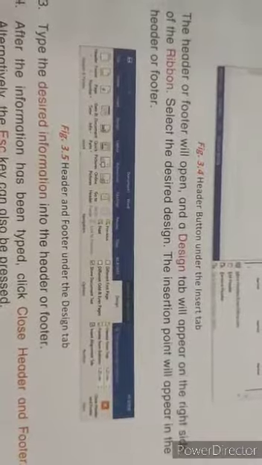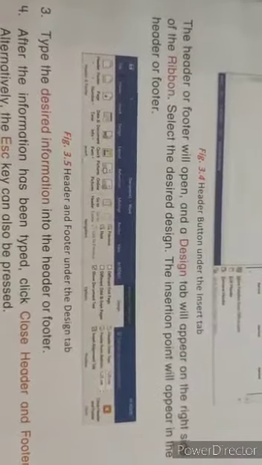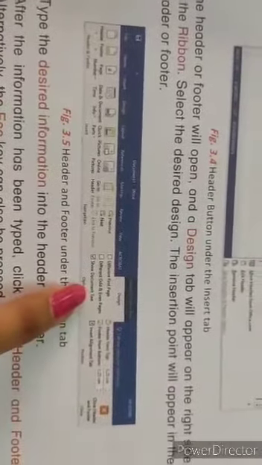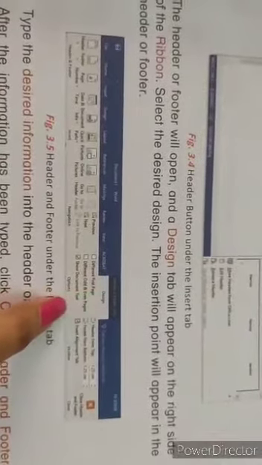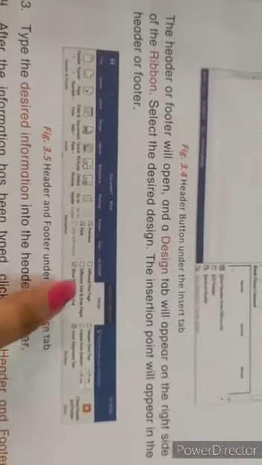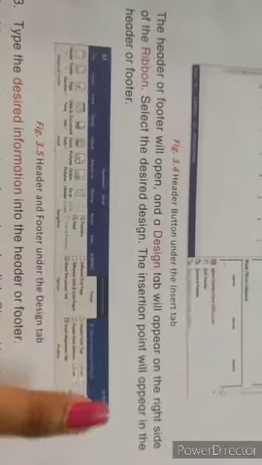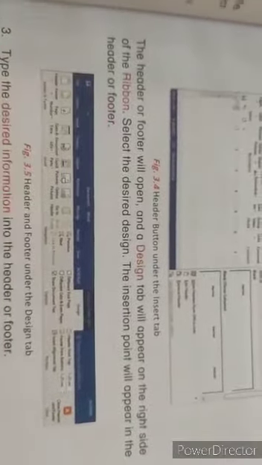The insertion point will appear in the header and the footer. When you insert that, the insertion point will appear in the header and the footer. Just see here. The designs are there. Can you see? This design, you click on this and you will get different things. And then that insertion point will show you the header and the footer, whichever design you have chosen.